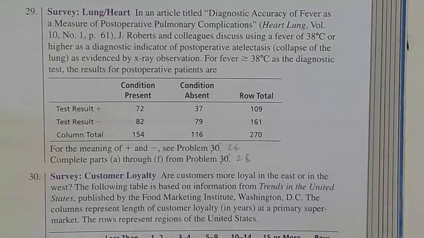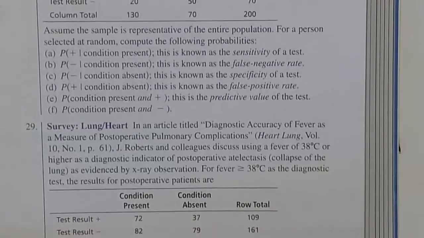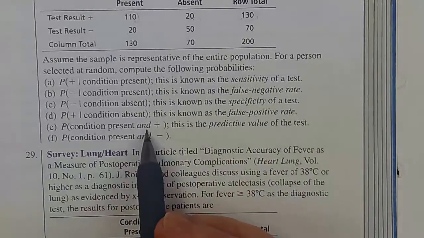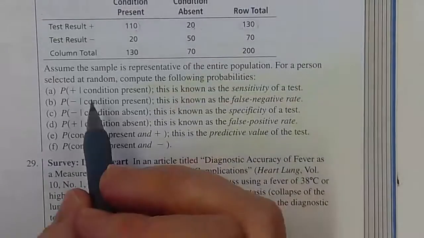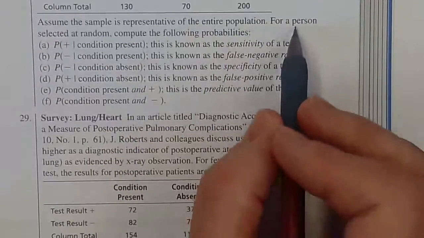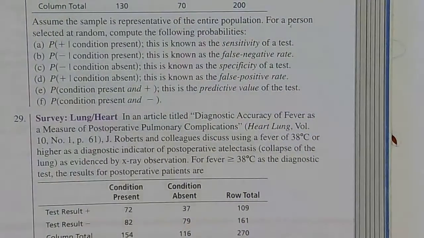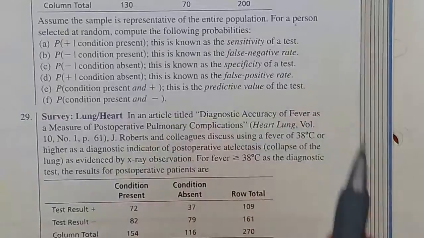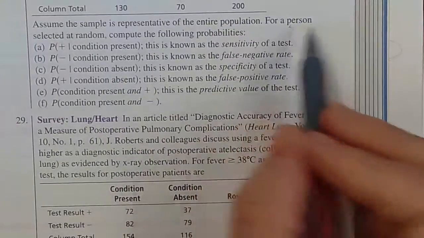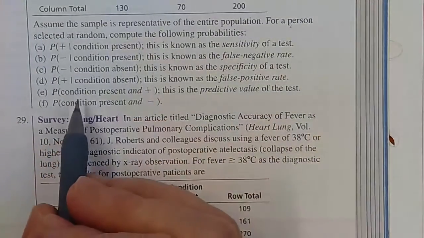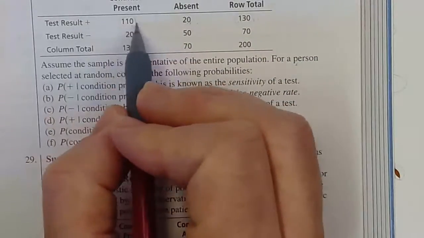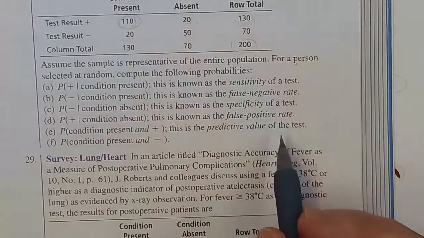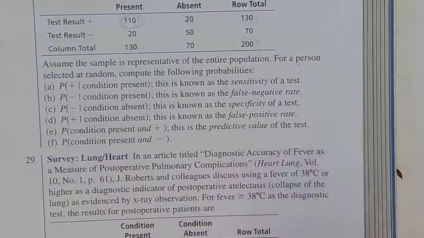Okay, so I'll show you the answers in just a second, but just to make sure we're clear, when you see the word "and," it doesn't mean you multiply. That's if you have two or three events in a row, like the worksheet yesterday. Here this is still just one thing. We're still selecting one. Sorry about that. This is just one person being selected at random. So what's the probability that they had the condition present and positive? Condition present and positive is 110 out of the 200. So that's how we figure that out for E.